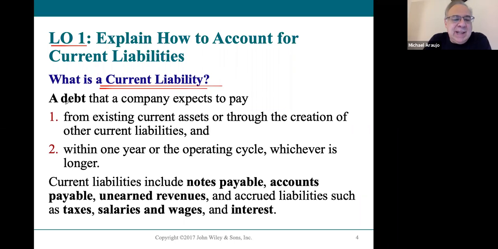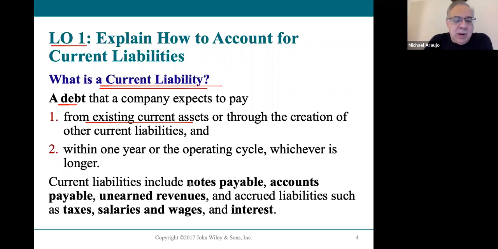So anything that the company owes within that 1 year period of time, one operating cycle of 1 year. And again, how do they pay a current liability? They usually pay those from current assets, usually through cash, right? However, if they can't pay a current liability, oftentimes they'll create another liability to pay it. That's not the best idea, but sometimes that does happen.